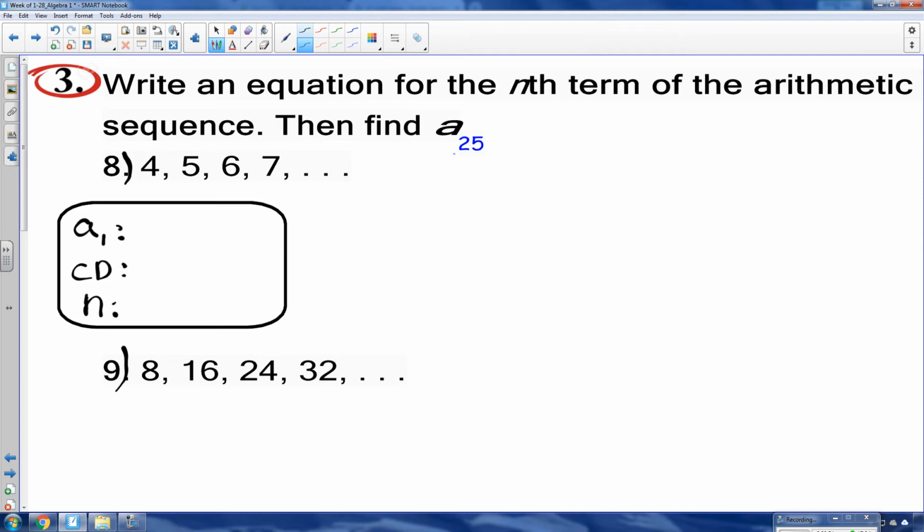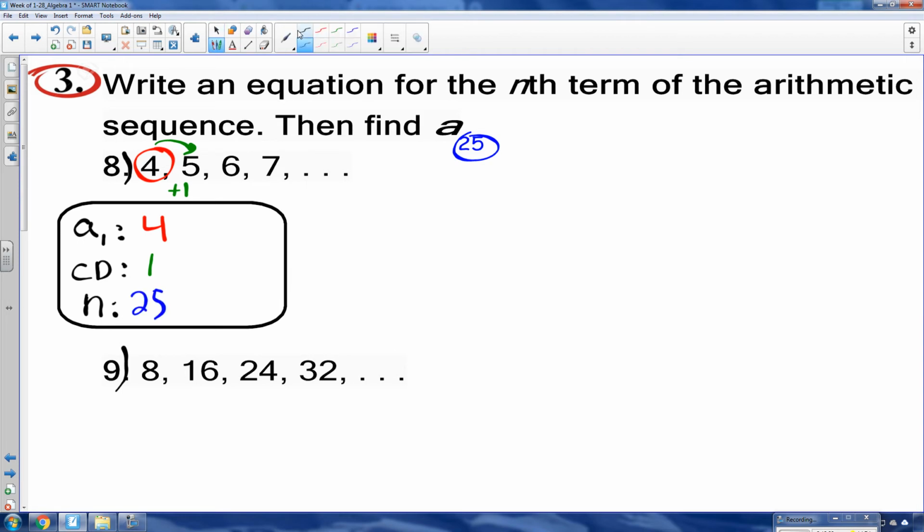So what is A1 in this sequence? 4. So A1 is simply 4. Our first term is 4. Now what is CD, our common difference? It's positive 1 because we're adding 1 each time. So that's good. And now finally, what is the number we want to get to in the end? 25. So we circle that and we realize that that's 25. Now here's the deal, okay? Here is a major formula for the thing. So this is where it gets a little weird.